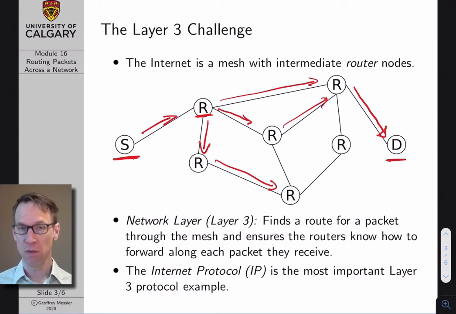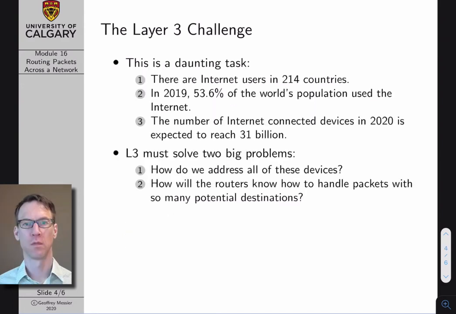One is to determine the path through the mesh network, and the second problem is to make sure that the routers know what to do in order to forward the packet along that path. And in this discussion, we're going to be focusing primarily on the Internet Protocol, or IP, which is really the most important layer 3 example.